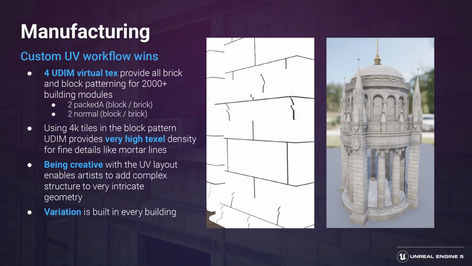We end up with 4 UDIM virtual textures that provide all the brick and block patterning for all 2,000 plus building modules. Using 4K tiles for the block pattern UDIM provides very high texel density for fine details like mortar lines, which can be seen in the image on the left. Being creative with the UV layout allows artists to add complex structure to very intricate geometry, and variation is automatically built in to every building.